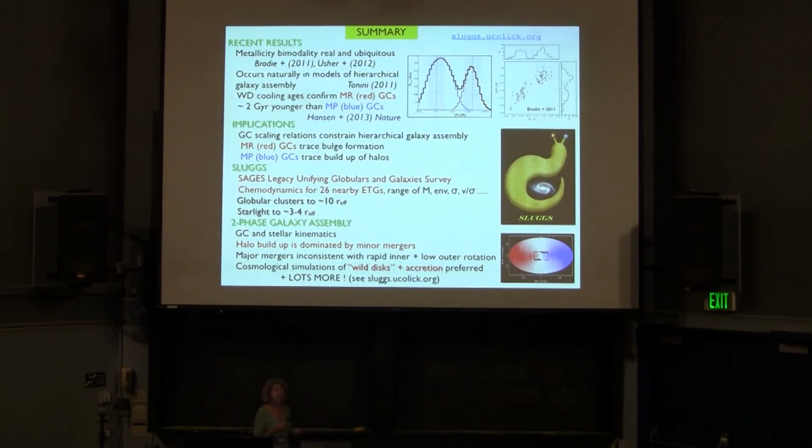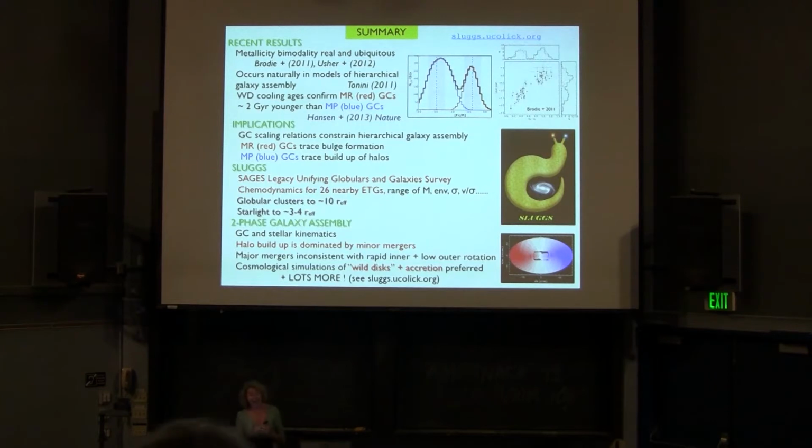So the globular cluster scaling relations constrain galaxy assembly. The metal-rich globular clusters trace the buildup of bulges, and the metal-poor globular clusters trace the buildup of galaxy halos. And in fact, they're one of the very few ways you can look at galaxy halos for galaxies beyond the Local Group.